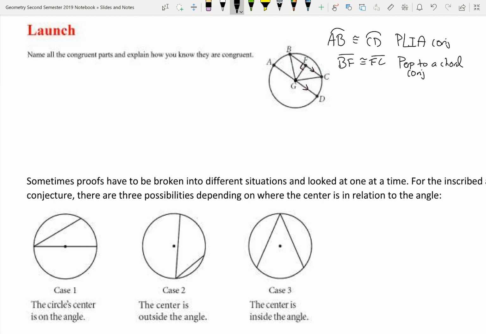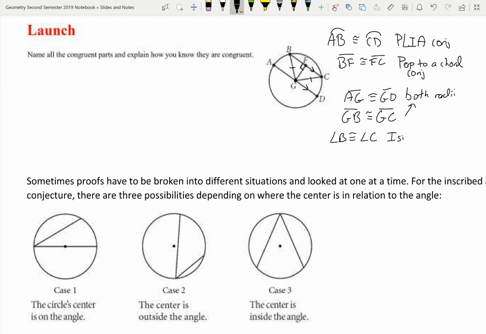And I can see that AG is congruent to GD, since they're both radii, which is also why GB would be congruent to GC. Looks like we have an isosceles triangle here. So that's going to make angle B congruent to angle C.